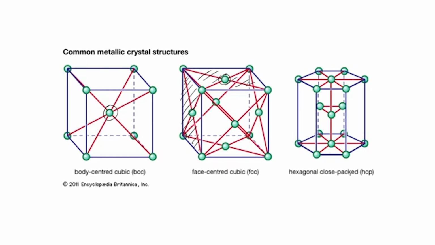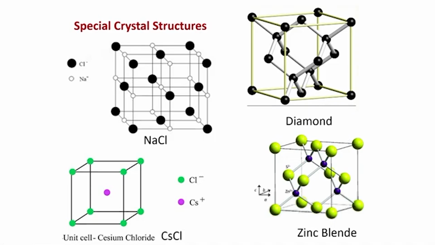Then there are hexagonal close packs, which have this kind of structure, with a hexagonal structure at the base and at the top, and then a triangular structure at the midpoint of this 6-sided figure that you are seeing. Some of the other crystal structures are the NaCl structure, the cesium chloride structure, the diamond structure and the zinc blende structure.